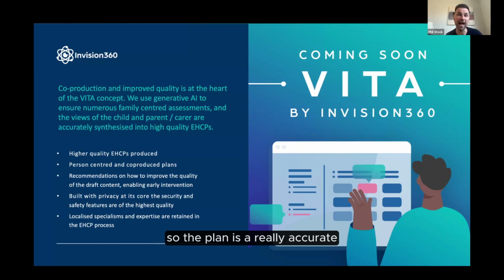So the plan is a really accurate, up-to-date, insightful document that captures who the child really is, what their aspirations are, their needs, and the provision required to meet those needs effectively. So that is, in essence, VITA: higher quality plans, keeping child-centered, person-centered central to it. And VITA will also do some quality assurance, i.e. it will signpost how to improve education, health and care plans. So whatever is produced, it will identify the strengths and how it could be improved further.